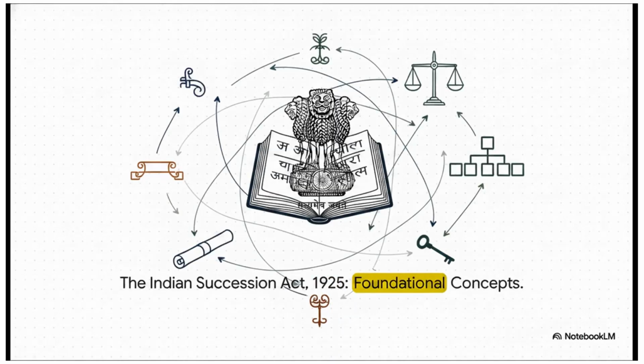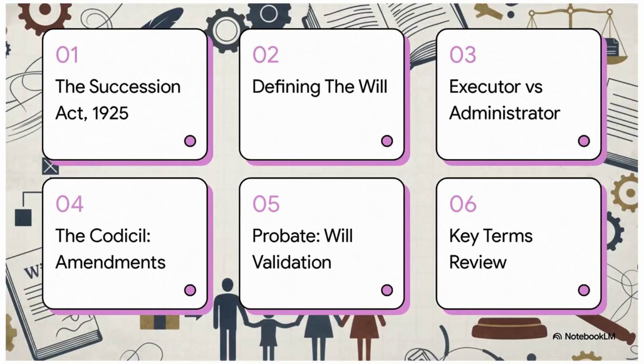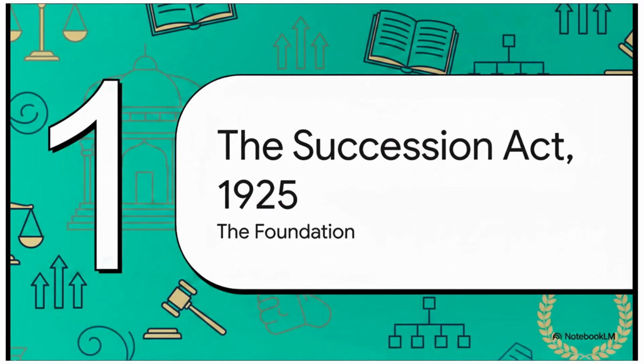Well, before this act, succession law in India was, well, a mess. It was a real patchwork of different rules and regulations. The whole point of the 1925 Act was to bring all of that together, to consolidate it into a single, comprehensive framework. So here's our game plan. We'll start with the Act itself, then look at the most important document, the will. From there, we'll meet the key players, the executor and administrator, and finally, we'll cover how a will is amended and how it gets its official stamp of approval. Let's get started.